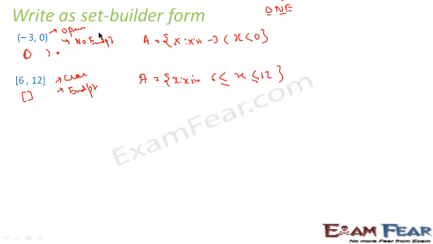If you want to write the same thing in roster form, then you'll have to write something like this: 6, 7, 8, 9, 10, 11, 12, if x is an integer. But if x is not an integer, then there will be an infinite number of values. For example, 6.1, 6.2, 6.3.